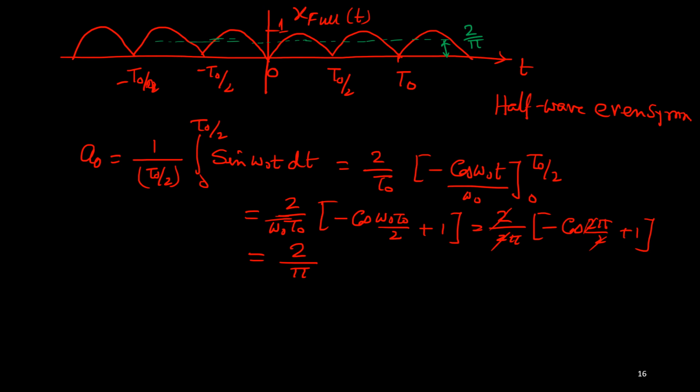Now, what about AN and BN? Now, as it is an even symmetry, not only half-wave even symmetry, it is also even symmetry. Remember. So, as it is showing even symmetry, BN will be 0. That is sure. So, A0 I have got 2 by pi, BN is 0. Only I need to calculate AN. So, what is AN? And you know that AN we can calculate considering half of the time period. That's all.